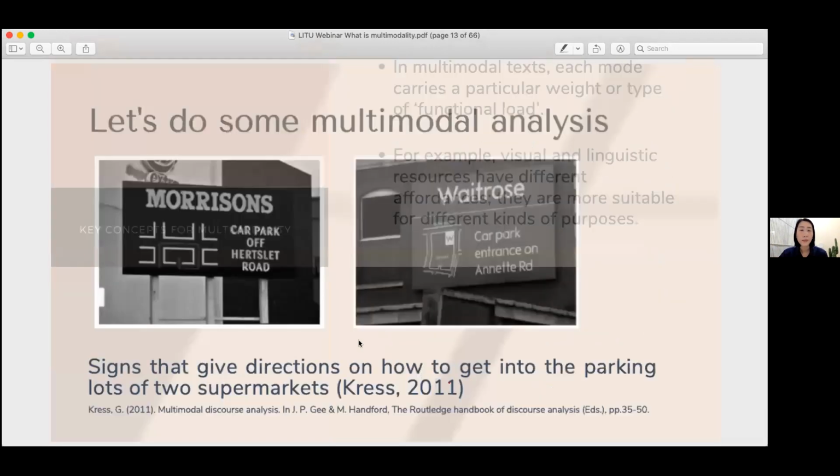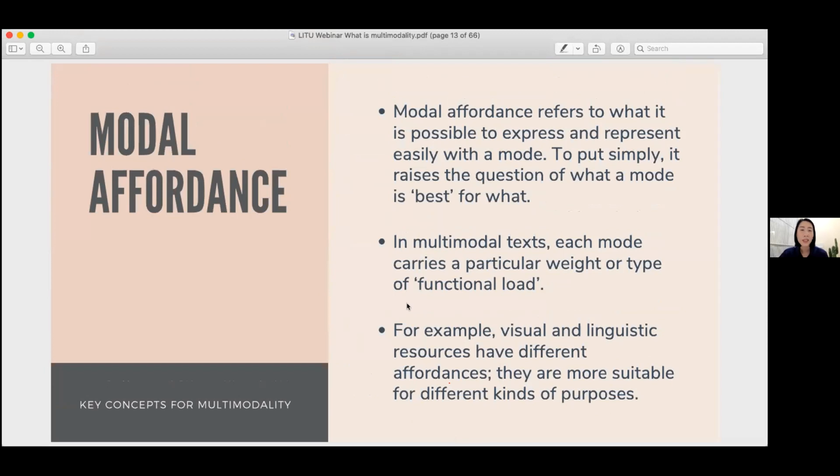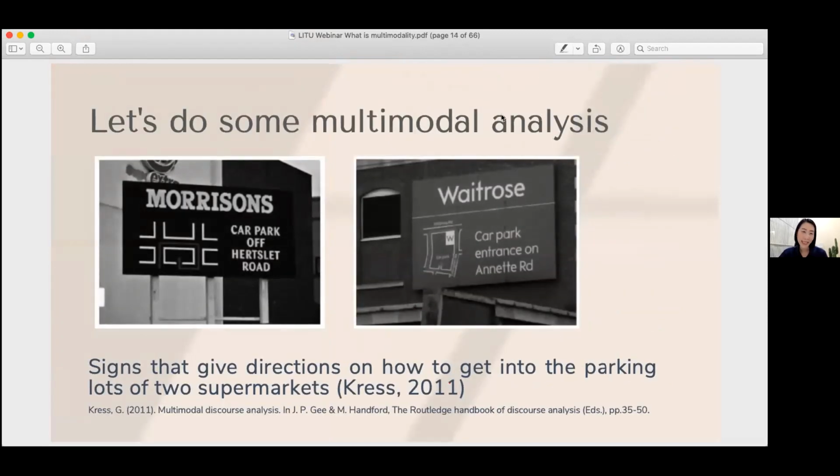Okay, so now I think it's time to do some multimodal analysis from what I have talked about. This is actually the book from Kress 2011. By the way, I got some comments as well about the book. If you are interested in knowing more about multimodality, Kress and Van Leeuwen are the two persons. They are like the fathers of multimodality. So thank you for the recommendation. You can look at the recommendation in the chat box by Shawali.